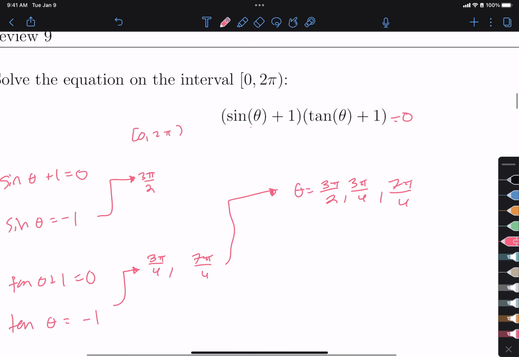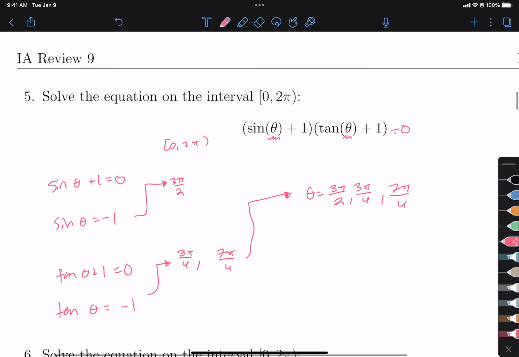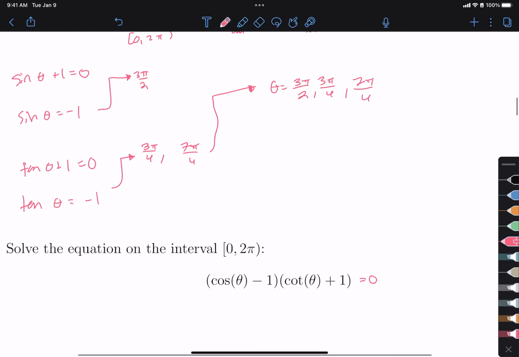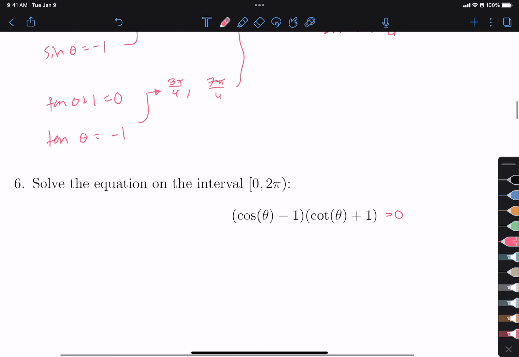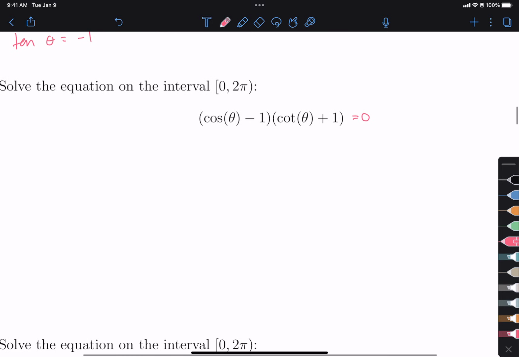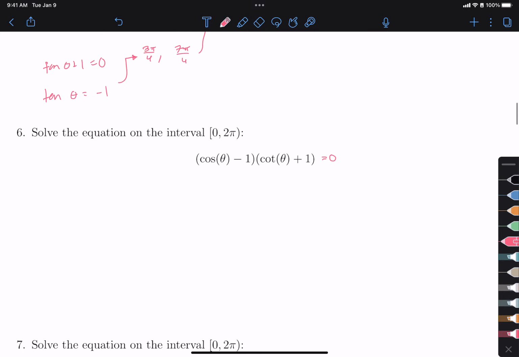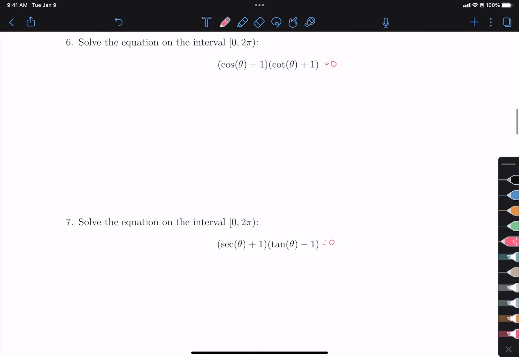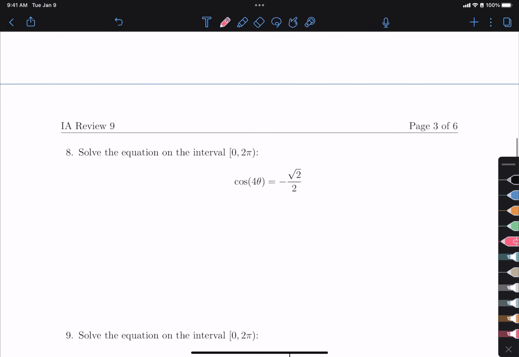Because we just looked at all the theta values that make this term 0 and all the theta values that make this term 0. And that's the only way that this whole thing could be 0, right? So next, let's solve this equation on the interval from 0 to 2 pi, right? So actually, I'll let you guys do these ones because they're pretty self-explanatory now that we've done that one.